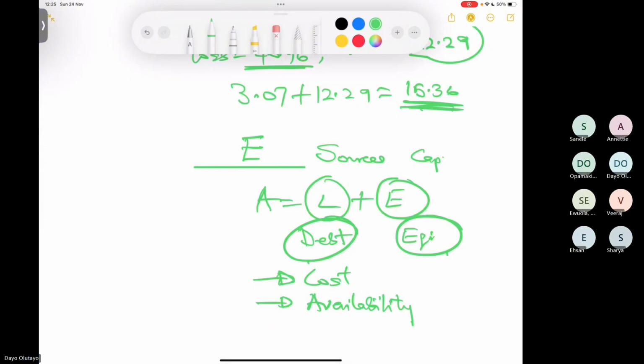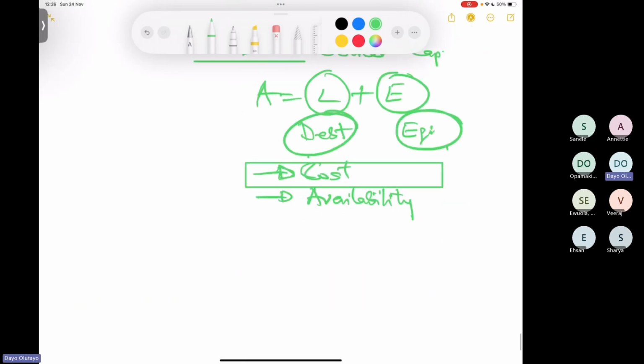Right? So cost is so big, and that is why it's actually the biggest part of this section. How to calculate cost of all this capital. So you have to know how to calculate cost of equity and likewise cost of debt.